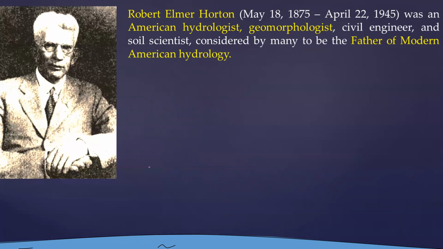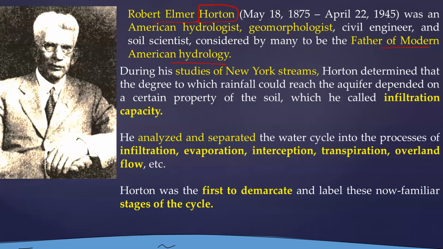Now, let's talk about another great scholar from the US, and his name is Robert Elmer Horton, R.E. Horton. So remember this person, he's also regarded as the father of modern American hydrology, and he was an American hydrologist, geomorphologist, a civil engineer, a great scientist, and there are medals in the name of this Horton. So remember, what did he do?